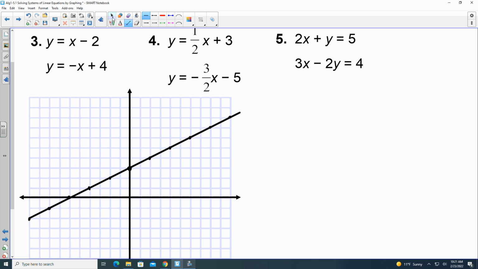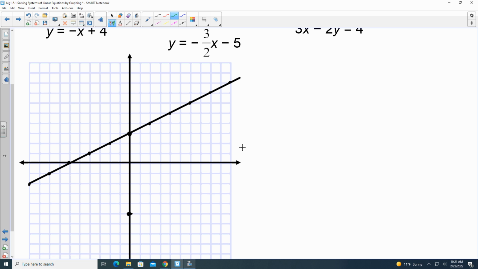So it goes 1, 2, 3, 4, -5. 1, 2, 1, 2, 3, 4. -5 is right there. Sorry. And this one is -3/2. So it looks like down 3, 1, 2, 3 to the right 2, or I'm going to go up 3, 1, 2, 3 to the left 2.